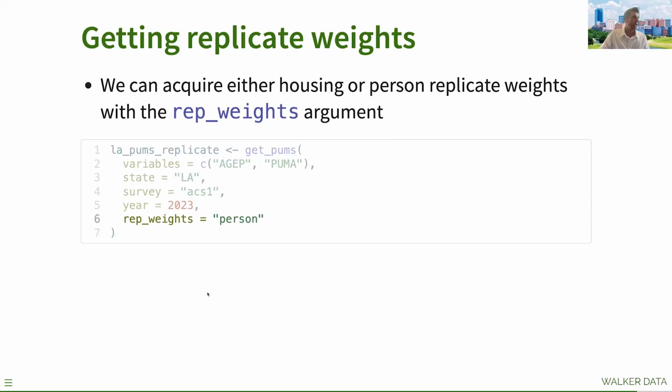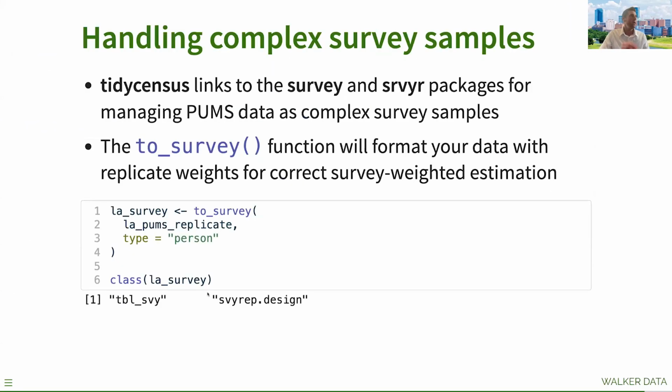So we go back here to the slides and talk this through a little bit. The survey and surveyor packages are going to be your packages you'll typically use for survey weighted data analysis and handling of complex survey samples. And PUMS data represent a complex survey sample. They're individuals nested within households, nested within PUMAs that have both household and person weights. And so there's a lot going on here that is essential if you're trying to understand not just tabulated information, but uncertainty around those tabulated estimates.